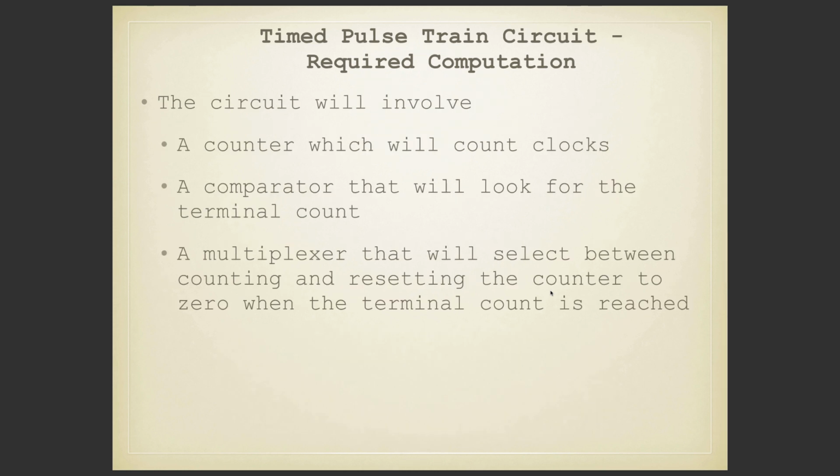The circuit then, we need a counter in order to measure what we just were looking at. It needs a comparator to know when we've reached the terminal count, and it needs a multiplexer to allow us to select either between the clearing of the counter or the incrementing of the counter.